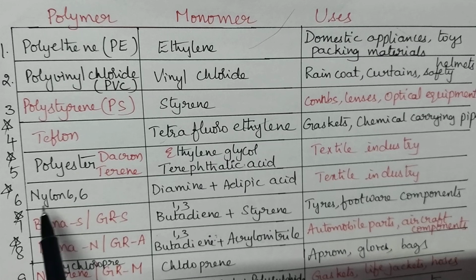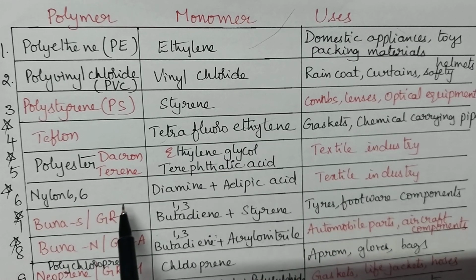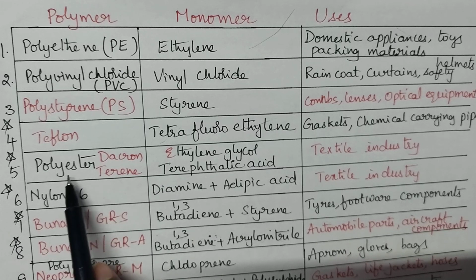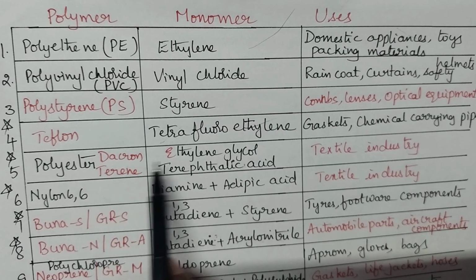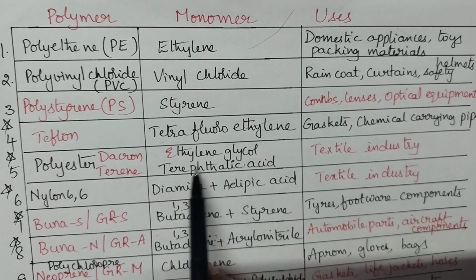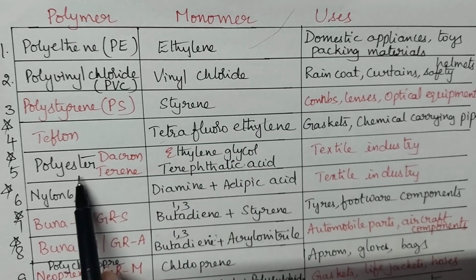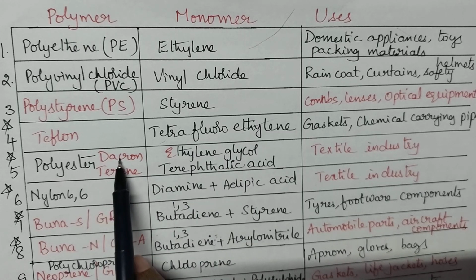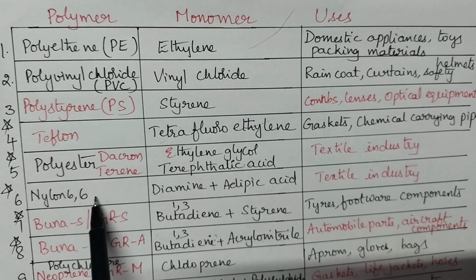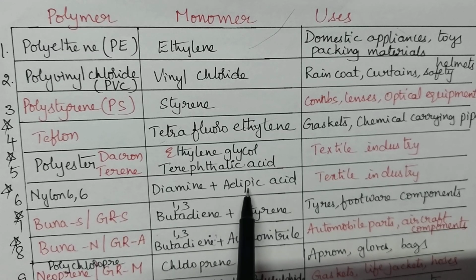Coming to the polyester and nylon 66, both are used in textile industry, and especially the polyester is prepared by using two monomers. One is ethylene glycol and the other one is terephthalic acid. What is the brand name of polyester? Dacron, or it can be called as Terene. Coming to the nylon 66, it can be prepared by using diamine and adipic acid as the monomers.